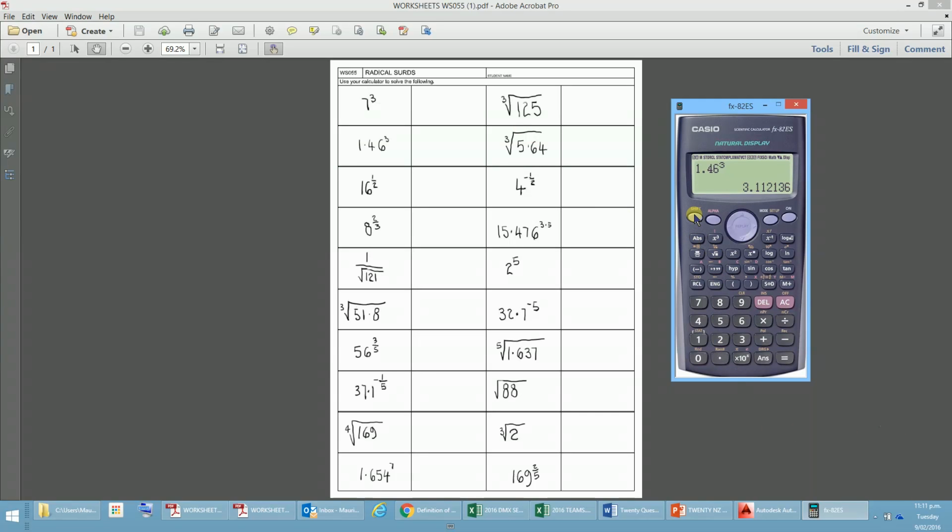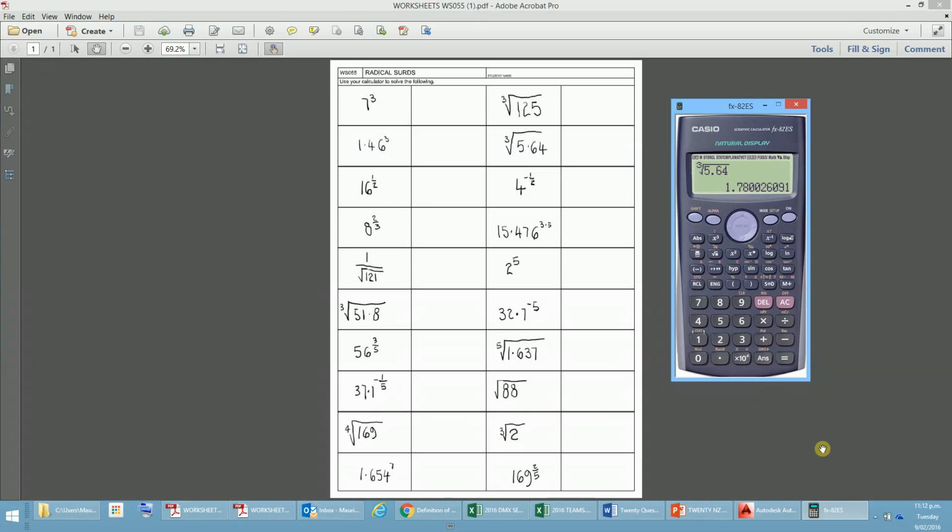Cubed root of 5.64. Again, a slightly different workflow for this one. We want the cubed root, so push the little button, 5.64, equals: 1.78 and so on. Okay, getting a bit tricky now.